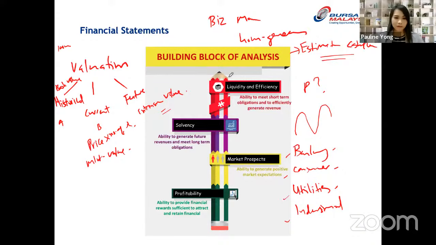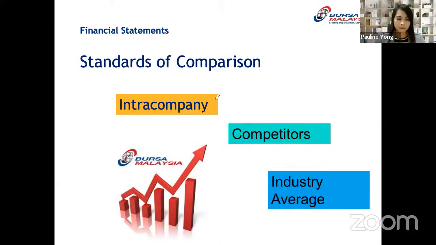Okay, never mind. So let's talk about the standards of comparison. All these financial ratios and financial statements, the number itself means nothing unless you compare. Always remember, compare. If I just show you a number, say the annual revenue of this company is 2 billion, what is this 2 billion to me? Nothing.